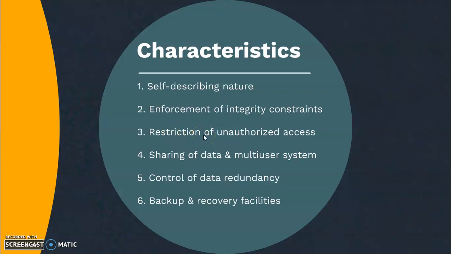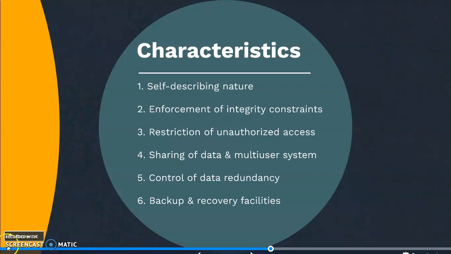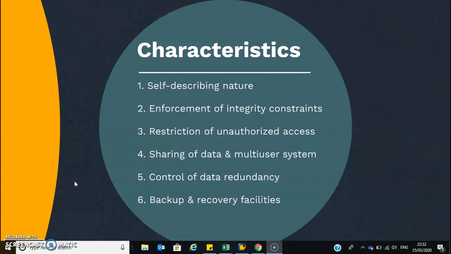Next, we have restriction of unauthorized access. Not all the users in the database system will have the same access privileges. For example, one user might have only read access, while another might have read and write privileges, which is the ability to both read and modify a file. Next, we have sharing of data and multi-user system. This type of concurrency control is used for current database systems. They allow many users to access the same database at the same time.